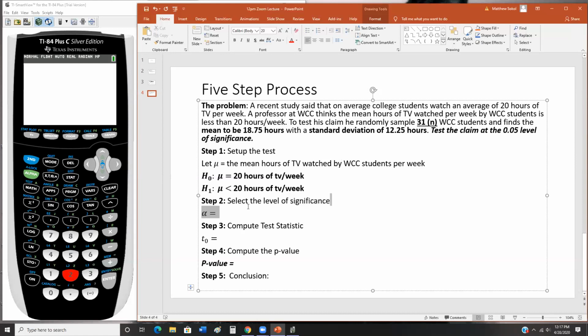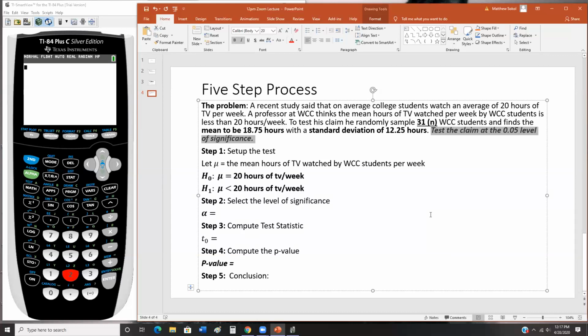Step two, you're going to select what's called your level of significance, okay? The good news is this will always be given for you. There's going to be three common levels of significance. It's always going to be 0.01, 0.05, or 0.10. Generally, the industry standard is 0.05. So think about what the level of significance is, okay?